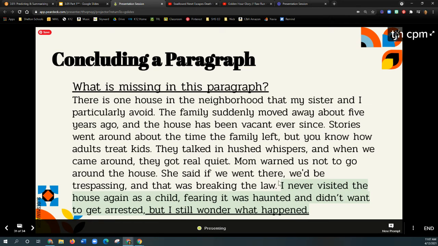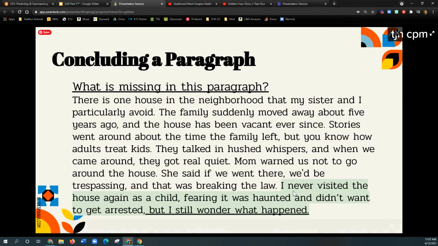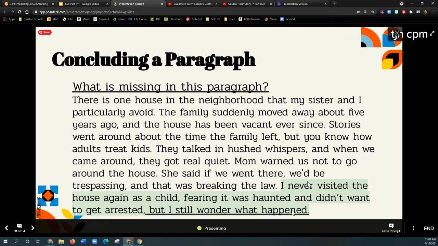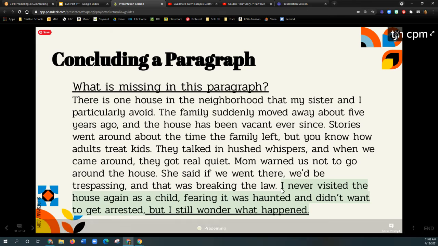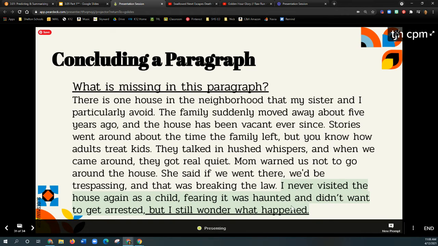You could, if you were writing this, hint, hint, if you were asked to write a conclusion sentence for a paragraph, you could say that my sister and I snuck in the middle of the night and found blood all over the walls, and we were so scared we never went back again. You could add something else to the end of this, but it just needs a stronger sense of closure. Okay.